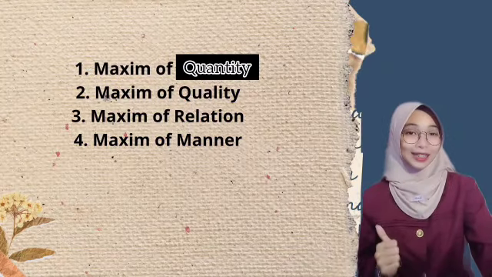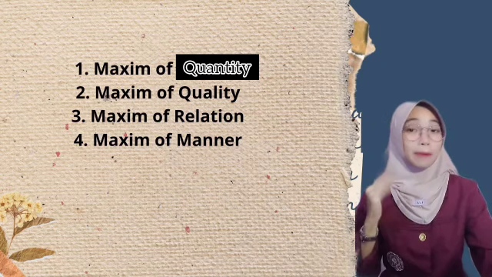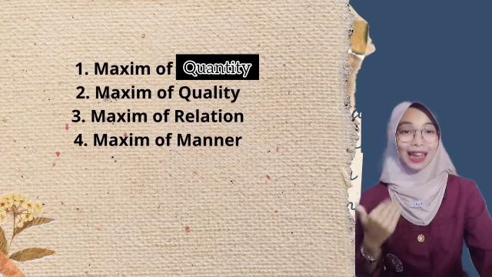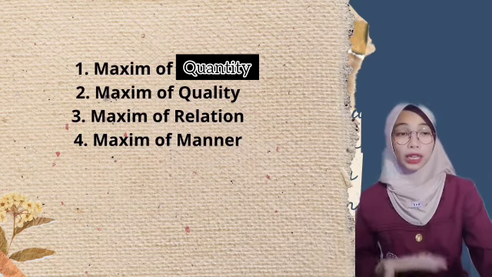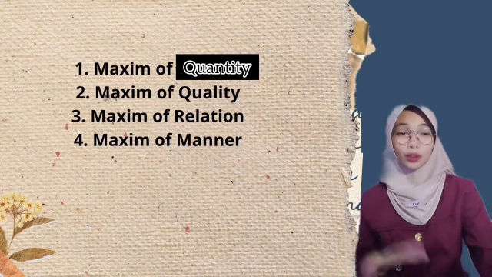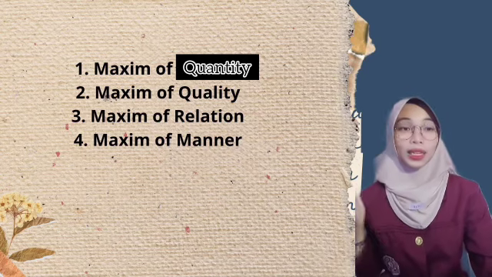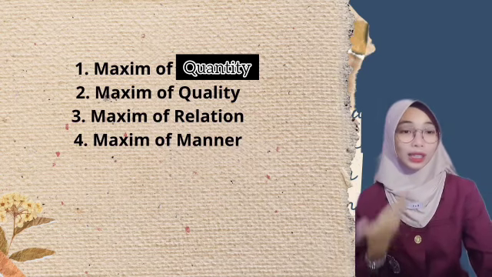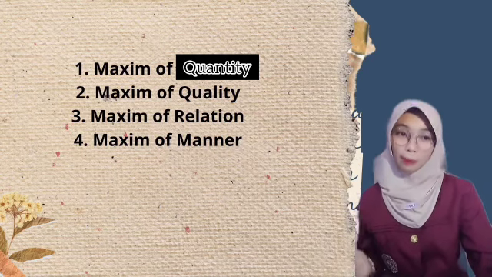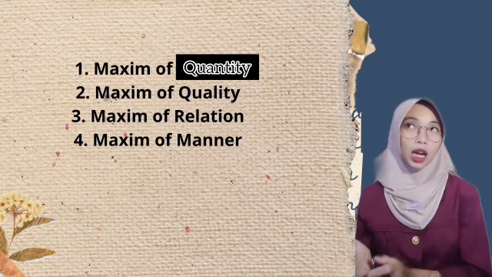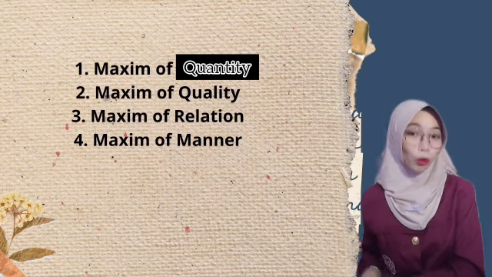Okay, the first is the maxim of quantity. The maxim of quantity says that speakers have the responsibility to make the contribution as informative as required, without making it more or less informative than is required. This maxim relates to the quantity of information provided, and the following are the maxims that fall under it. That is how Grice, Brown and Yule talk about the maxim of quantity.